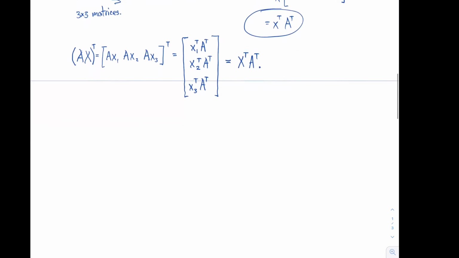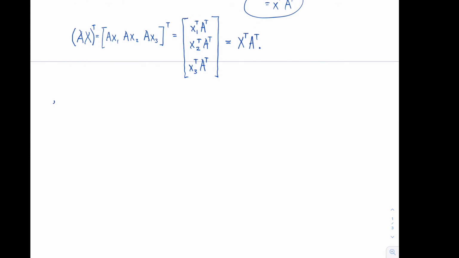All right, our third property. You ready? Our third property says that A transposed, the inverse of it, is equal to A inverse transposed. So let's see how in the world that's possible.